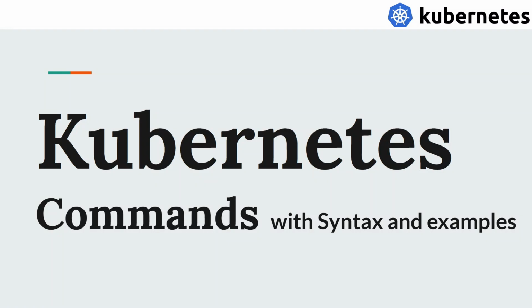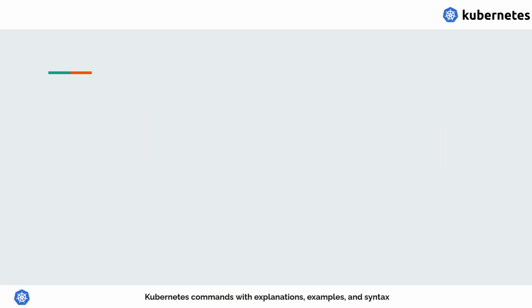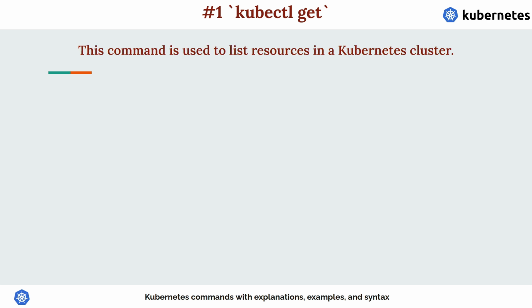Welcome to our Kubernetes video. In this video, we'll go through all the essential Kubernetes commands, explaining their purpose, syntax, and providing practical examples. Let's dive in. Let's see the first command, kubectl get. This command is used to list resources in a Kubernetes cluster.